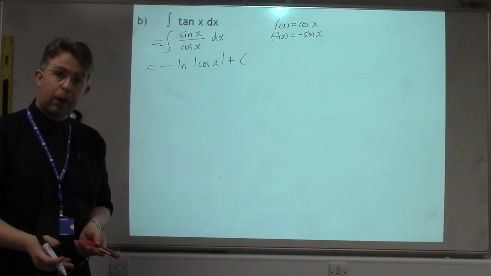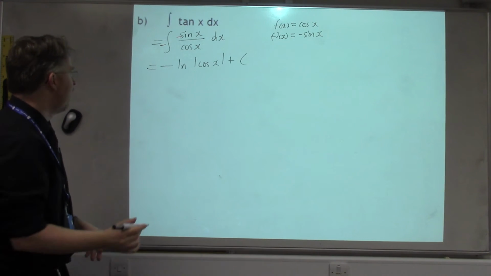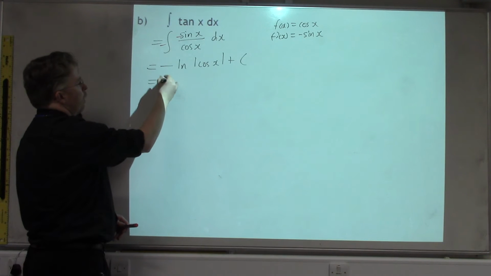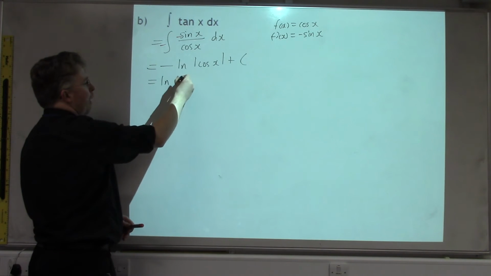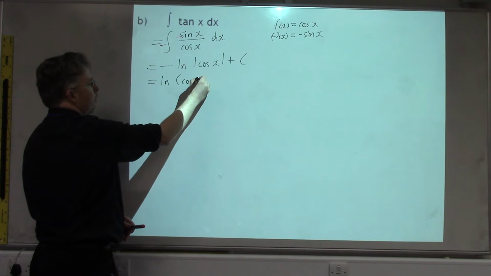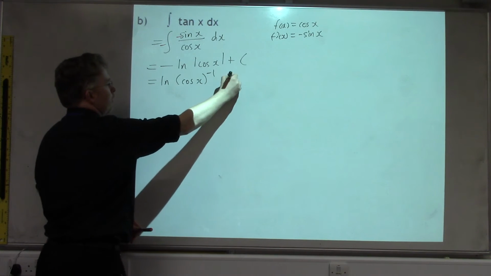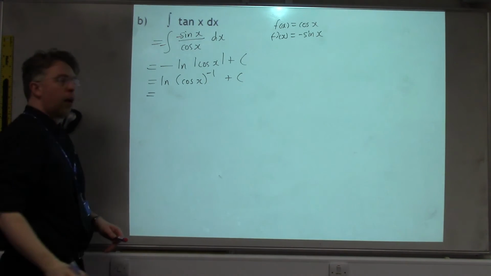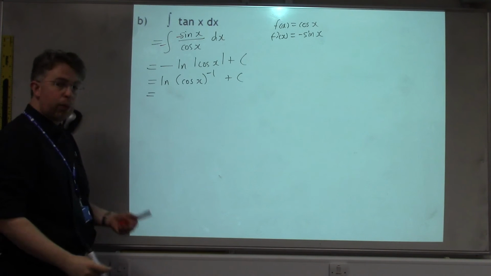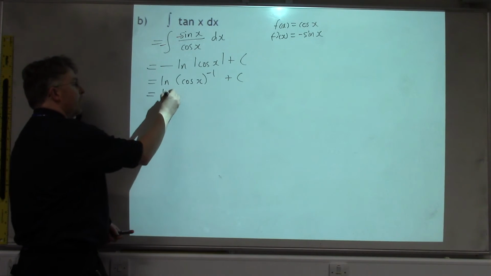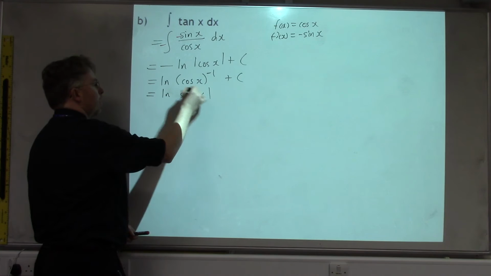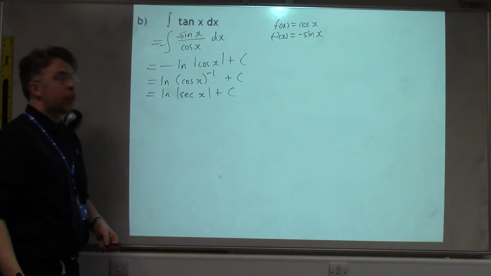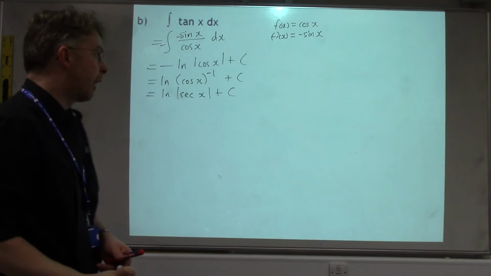The one that's in the formula book though says ln of sec x. That's because using log rules, we take the minus 1 in as a power. But cos x to the minus 1 is 1 over cos x, which is sec x. So tan x integrates to ln sec x.